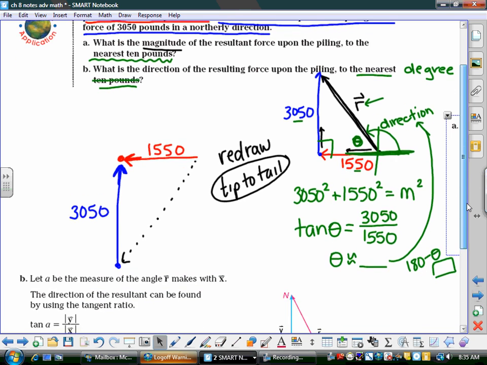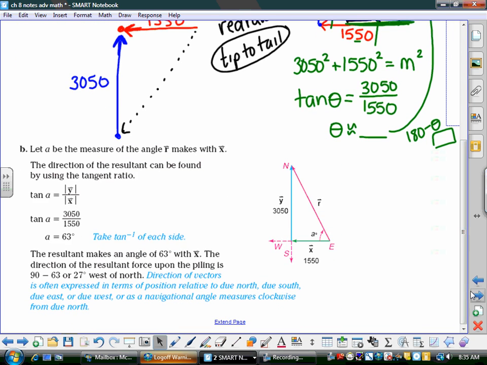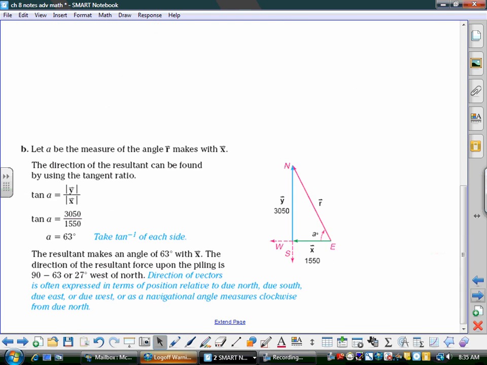So let's compare and see how we did. Here's part A.